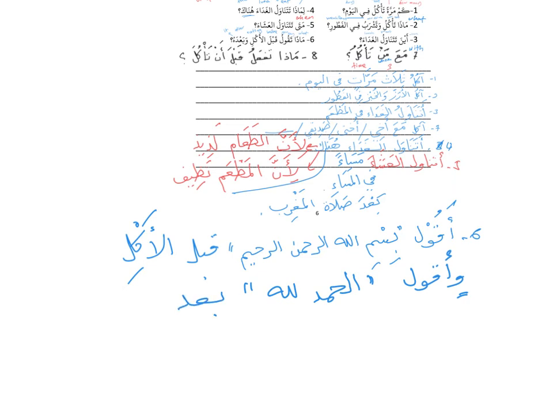You can repeat the word ba'da al-akli, or you can use the dhamir. So what is the dhamir for al-akl? It is hu. Wa ba'dahu. So you say aqulu bismillahirrahmanirrahim qabla al-akli wa aqulu alhamdulillah. You can complete the alhamdulillahi rabbil alamin wa ba'dahu, after it or after eating. That is for question number 6.